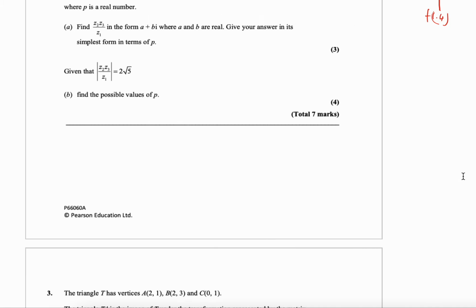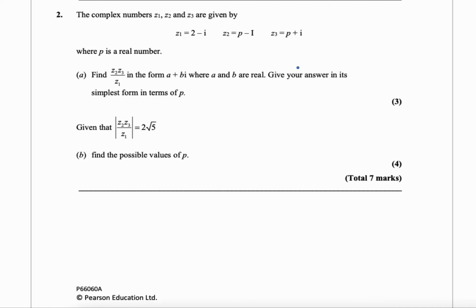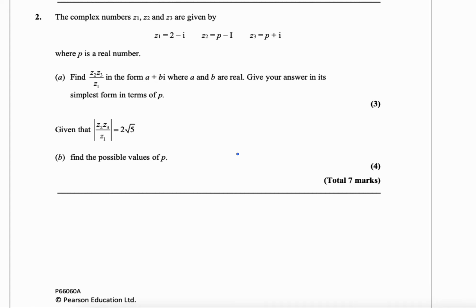Okay, let's move on. Question number 2. The complex numbers Z1, Z2, and Z3 are given by blah, where P is a real number, so we have a variable in there. Find Z2 times Z3 divided by Z1 in the form A plus BI. So here they are clearly separate into real and imaginary. And give your answer in its simplest form in terms of P. Okay, cool. So first Z2, Z3 is going to be P minus I.